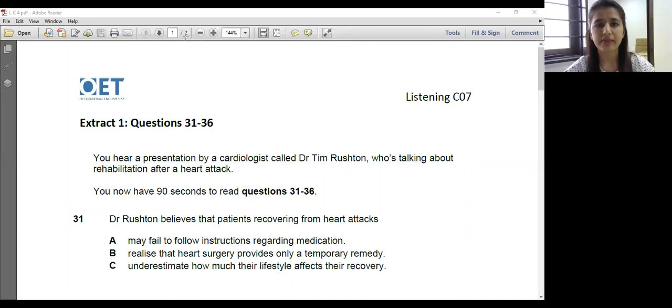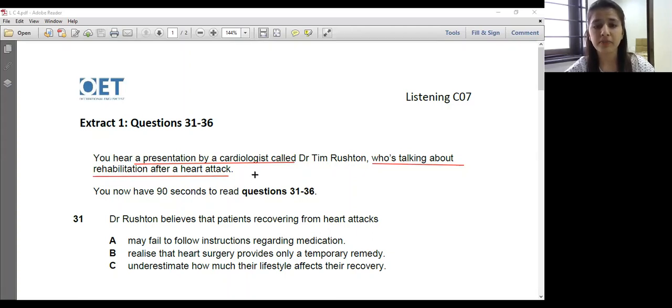So here you can see the heading, or the topic sentence, as we call it, or the context sentence, tells you that this is a presentation by a cardiologist. So this is giving you a very important clue, isn't it? It is a presentation, which means there is just going to be one speaker, Dr. Tim. Who is he? He's a cardiologist. So you know he is going to talk more about the cardiovascular system, and it says he's going to talk about rehabilitation after a heart attack.